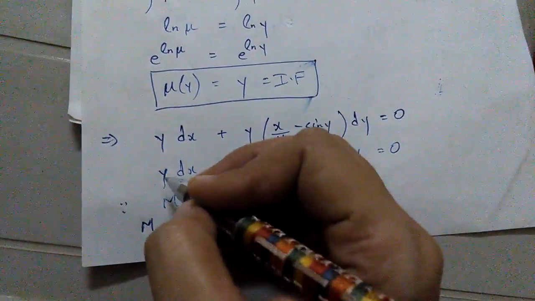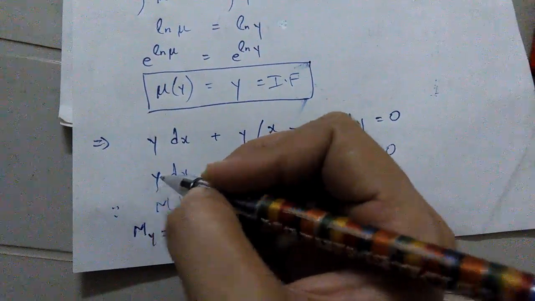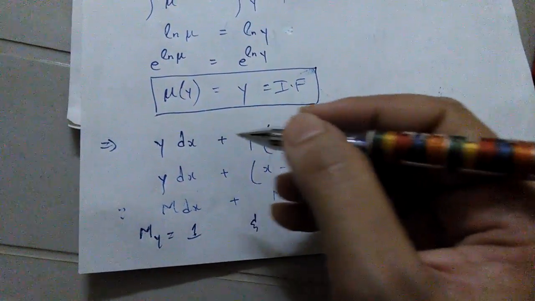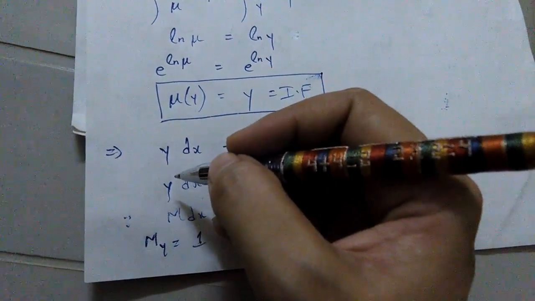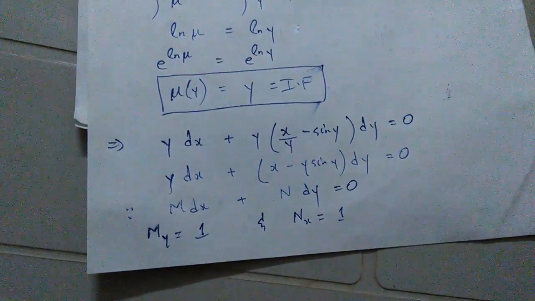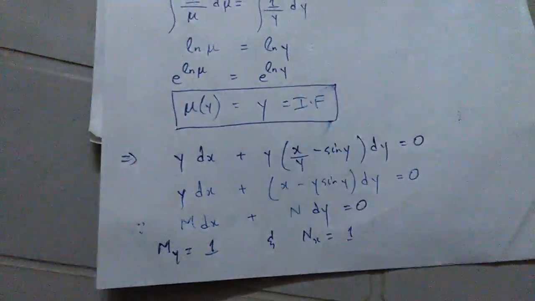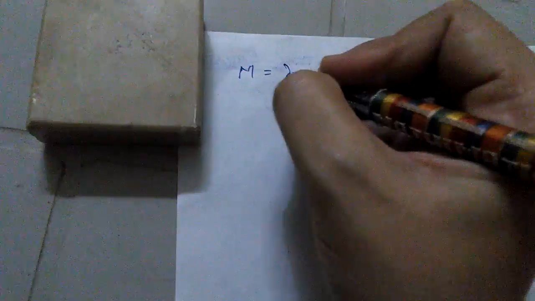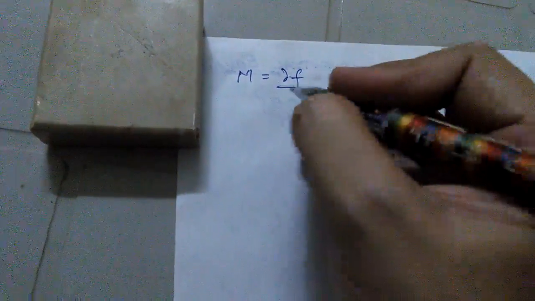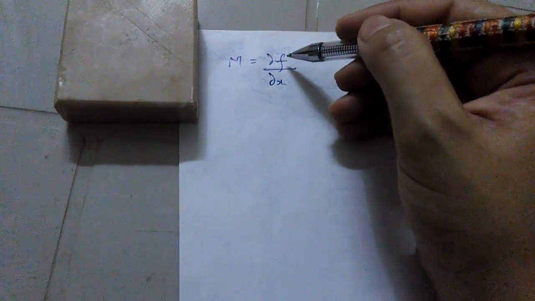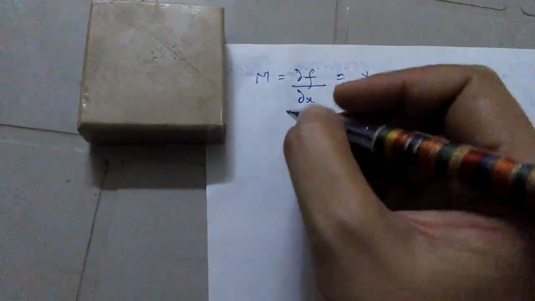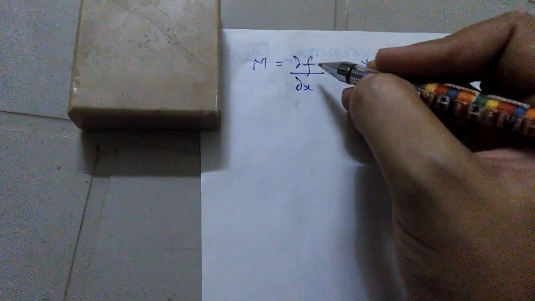So what we do, this is our M, which can also be expressed as the partial derivative of the function that we are going to obtain with respect to x. That is our M. So M is actually the partial derivative, with respect to x, of the function that we have to find, and it is y. So we are going to find f.